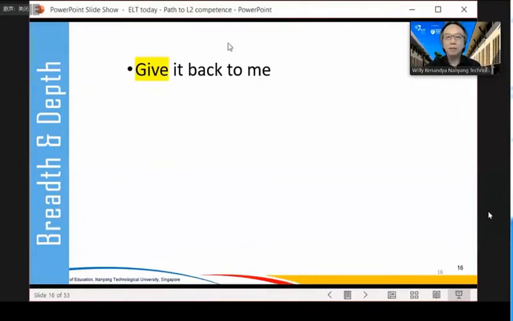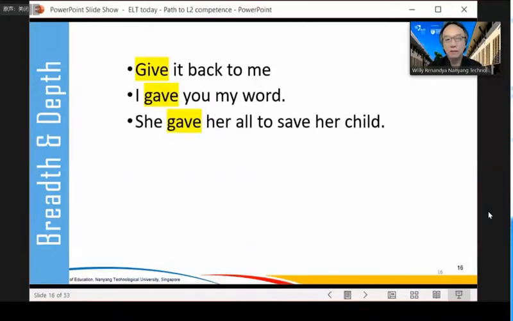of the word give here. The word give has many different meanings, actually, depending on how you use the word give in a sentence. Give it back to me, I think that's very common. Another example is, I give you my word. The meaning is slightly different. And she gave her all to save her child. Again, the same word is used here, but the meaning is not the same.